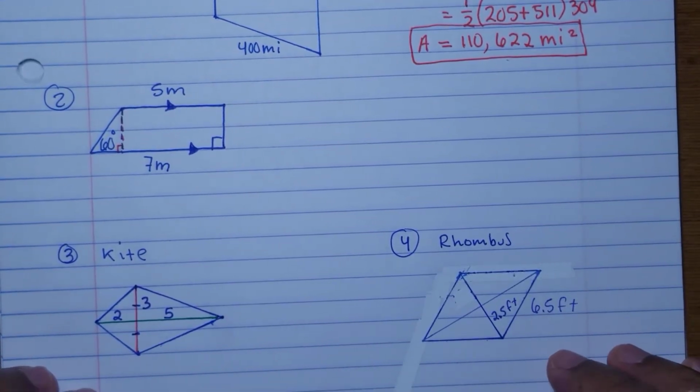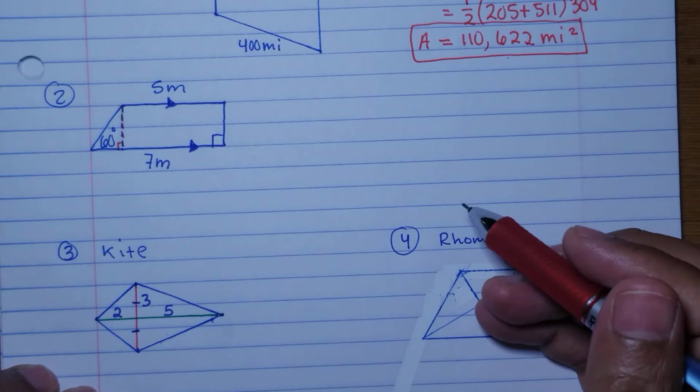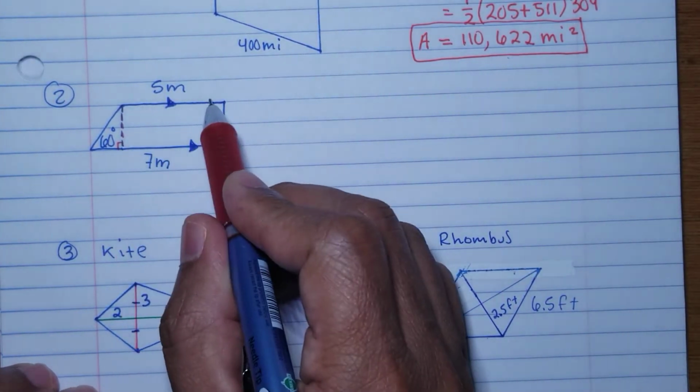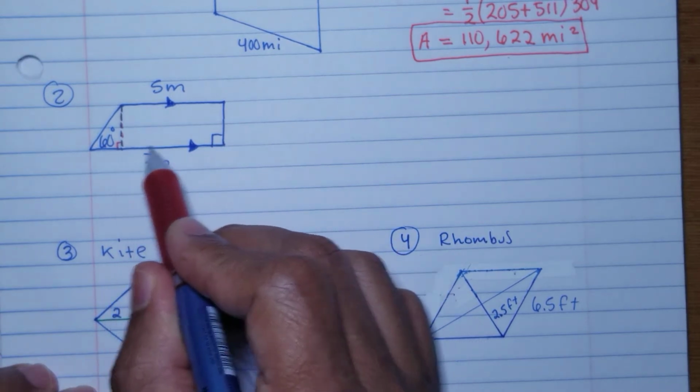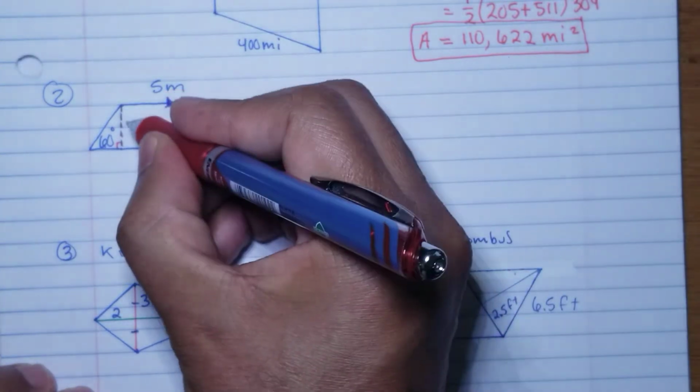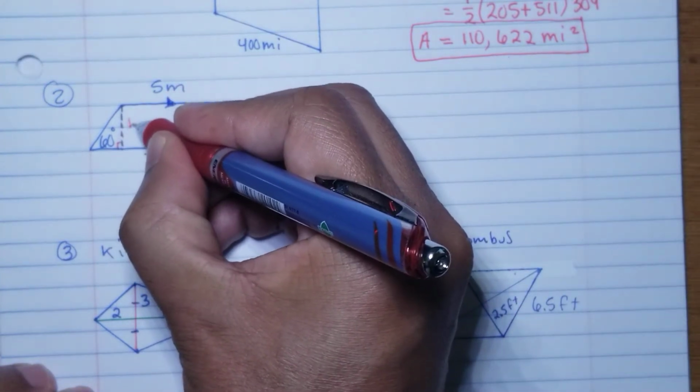On this next example, we have another trapezoid. Again, we need to notice that this side is parallel to this side, which means these two are the bases. But there's something else we don't know here. We don't know the height. So we need to find the height.